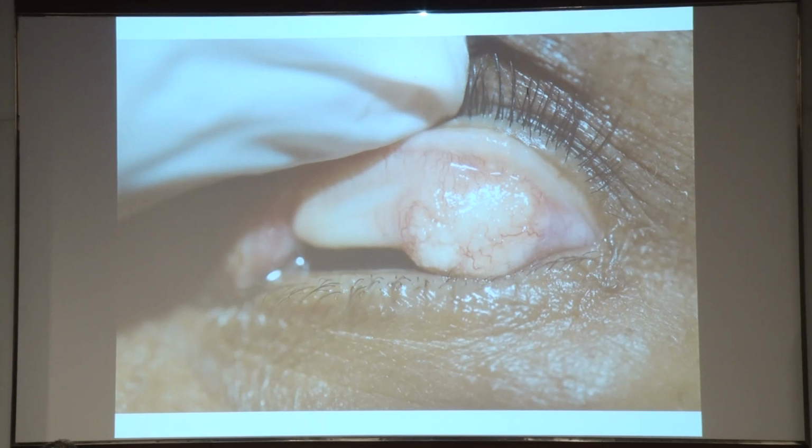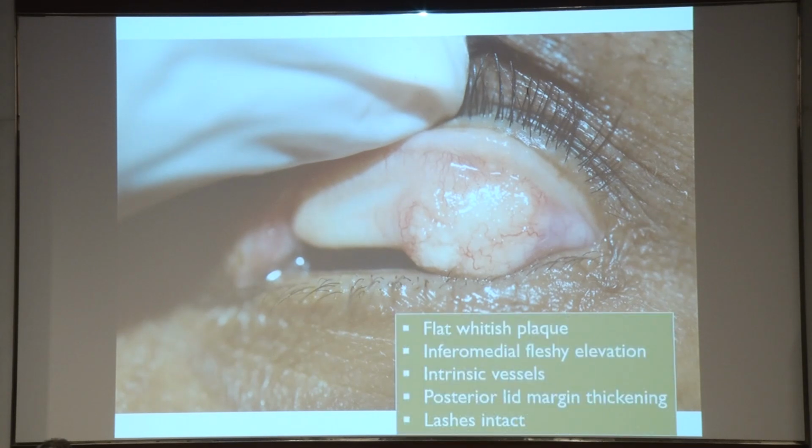And this is what you see on eversion of the eyelid. So it's so very important to evert the eyelid. And it's a very flat, plaquic lesion, whitish plaque. Inferomedially, you can see a little bit of fleshiness. There are lots of intrinsic vessels and feeder vessels. And I was definitely not comfortable about it.